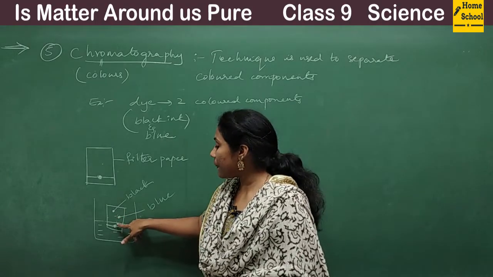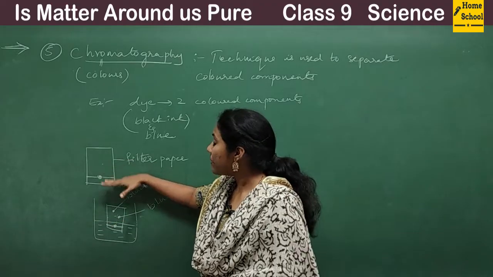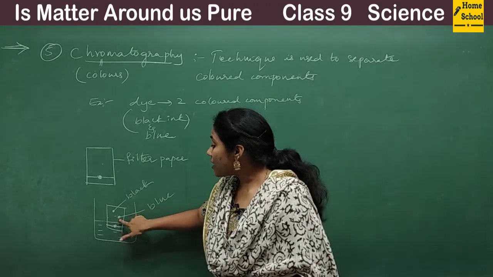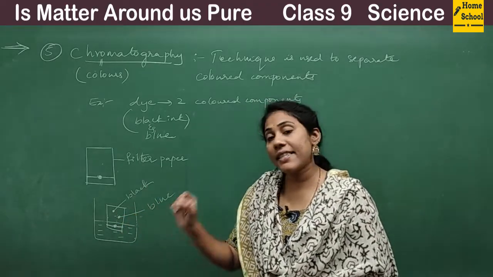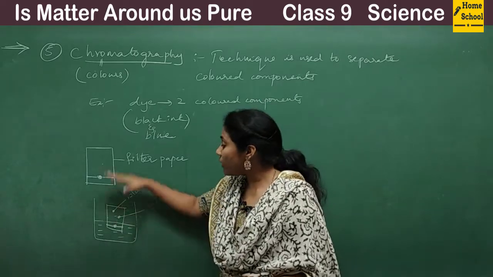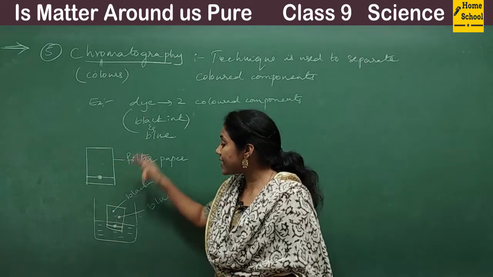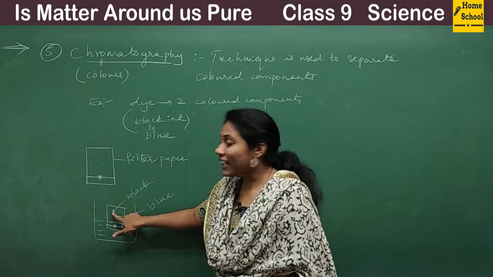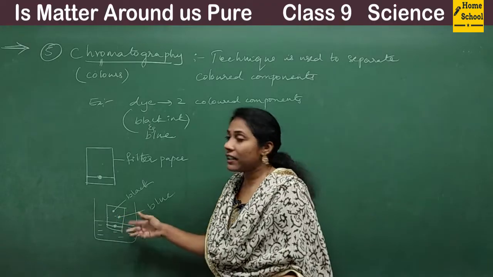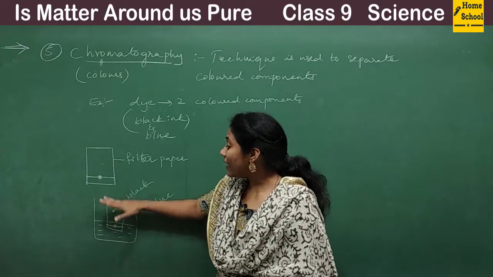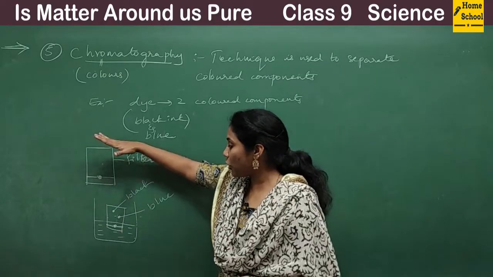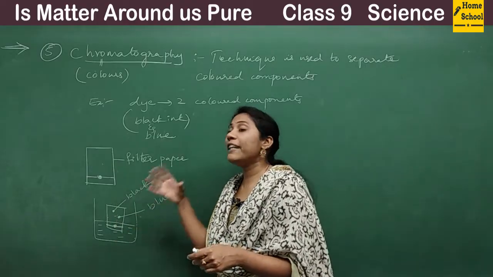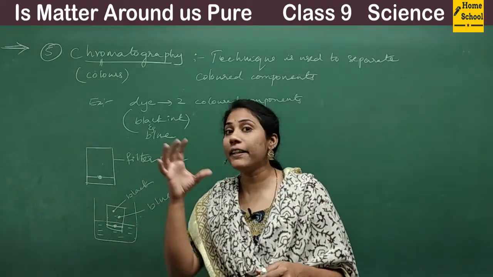So when I dip this filter paper in water, the water level will rise. Along with the water, the dyes also move because the colors are soluble in water. Depending upon their solubility, the black color may be more soluble, and the blue color is less soluble. That's why the black color has moved almost to the top, whereas the blue color remained here only. So the solubility of components is different in different solvents.